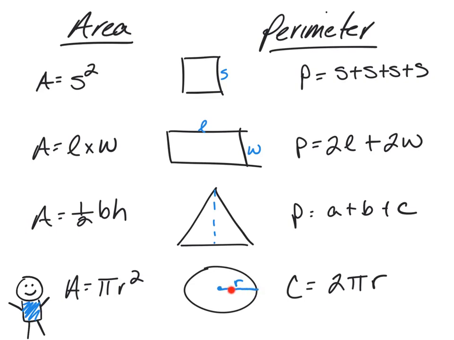And remember, the radius goes from the center point of the circle to any point on the circle. And if there was a line that went all the way across through the center of the circle, it would be a diameter. The radius would be half of the diameter.